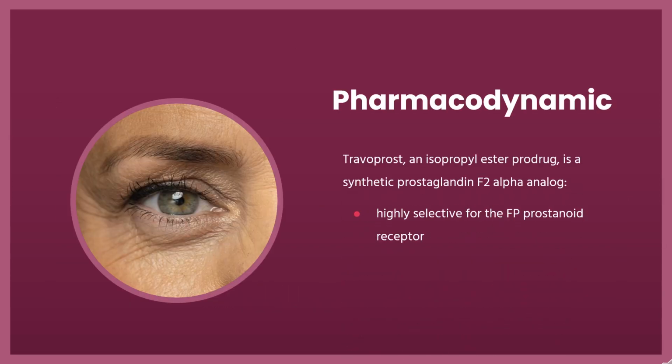Pharmacodynamics. Travoprost, an isopropyl ester prodrug, is a synthetic prostaglandin F2-alpha analog that is rapidly hydrolyzed by esterases in the cornea to its biologically active free acid. The Travoprost free acid is potent and highly selective for the FP prostanoid receptor.